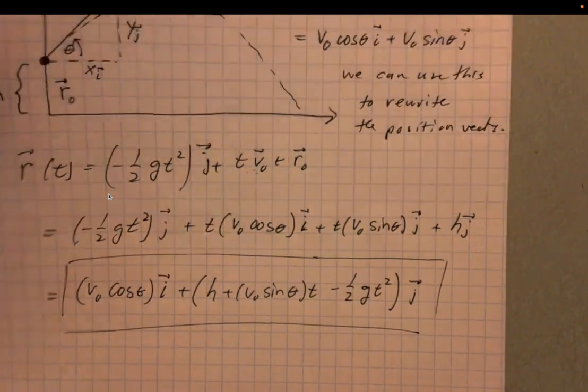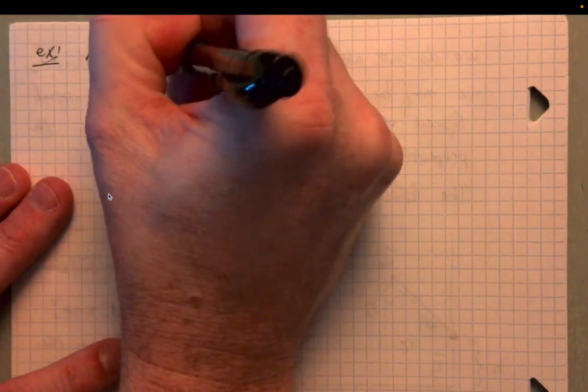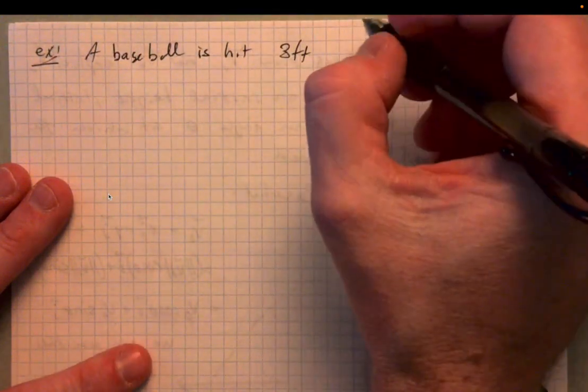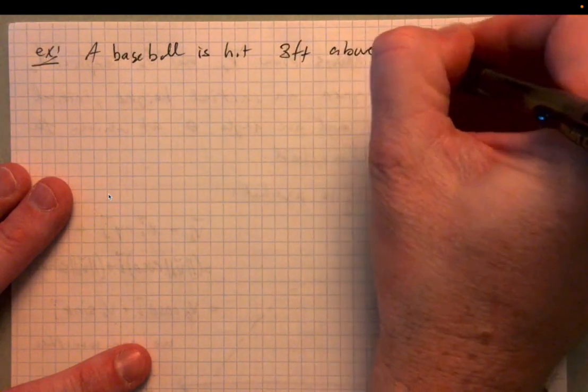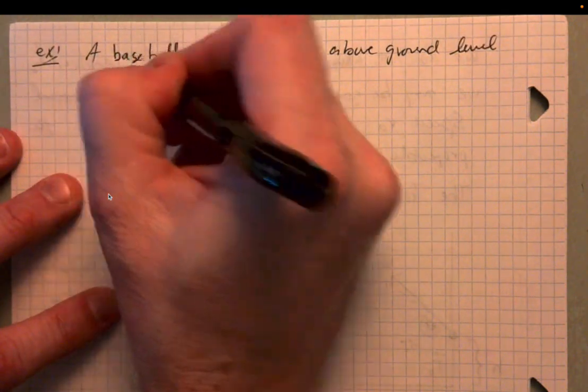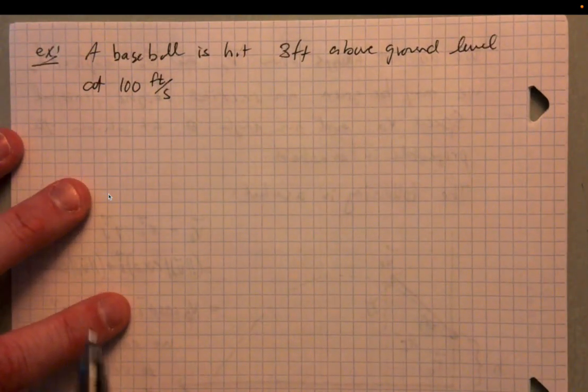Okay, so let's do an example. Just a quick example, kind of using some of these. It won't be too quick, it'll take a second to write it down here. A baseball is hit 3 feet above ground level at 100 feet per second. I have no idea if that's realistic or not, but that's the problem.